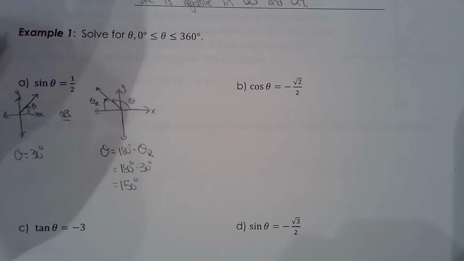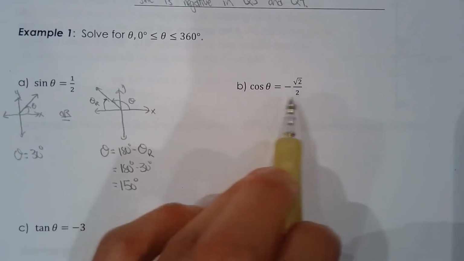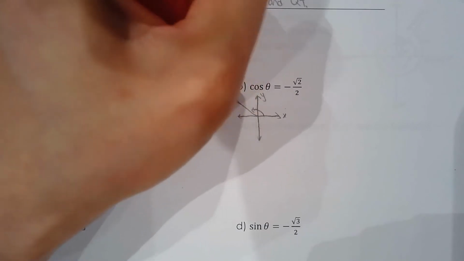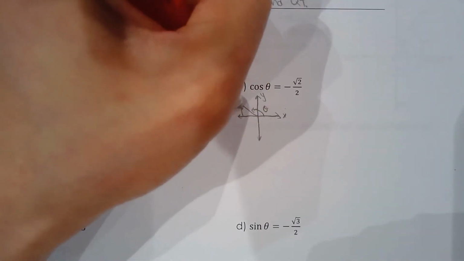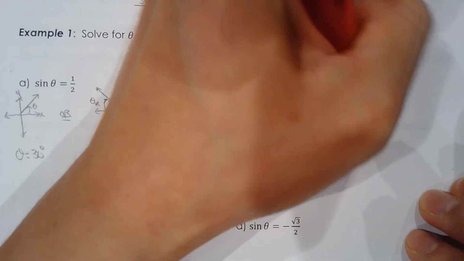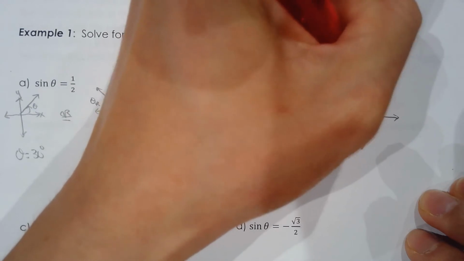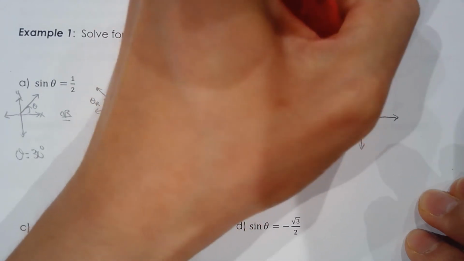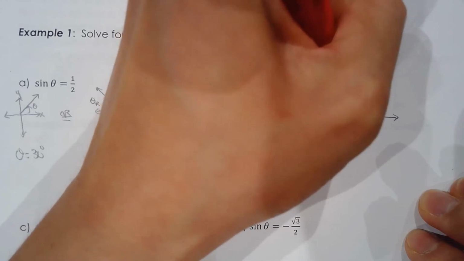All right, next here. So where is cosine negative? Cosine is negative in quadrant 2 and 3. So we can draw it out. So draw the principal angle, draw the reference angle. All right, so what do we say here? Quadrant 3, this is the principal angle, this is the reference angle.